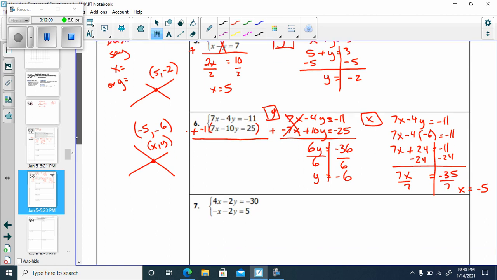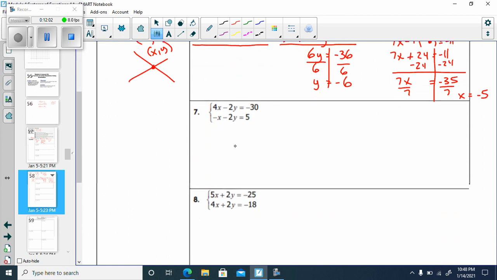All right? Let's look at number 7. Now, none of these say x is equal to or y is equal to, does it? Notice that's what we're doing. We're checking to see, does it say x is equal to or y is equal to? No, it doesn't. Does it have all the variables over each other? The x's are over each other. The y's are over each other. Equals are over each other. The numbers are over each other.